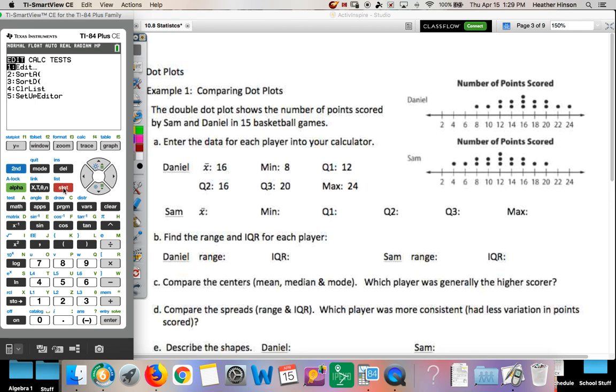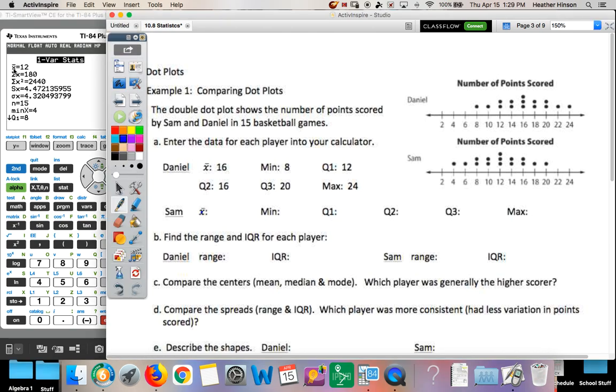Okay, then we're going to hit Stat, go over to Calc, and we want to do one variable stats. And just enter through that, and we'll get that big old table of information. This X bar, that is your mean. So our mean right here is 12. Daniel's mean was 16. Sam's mean is going to be 12.